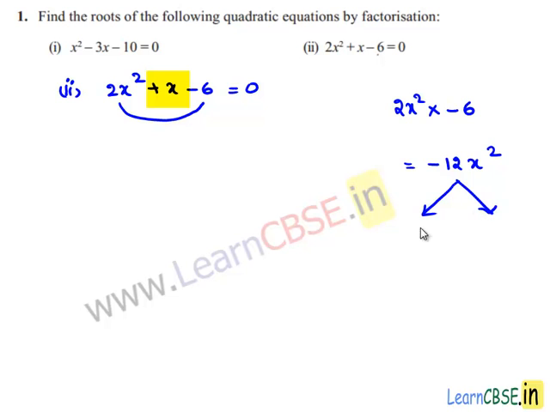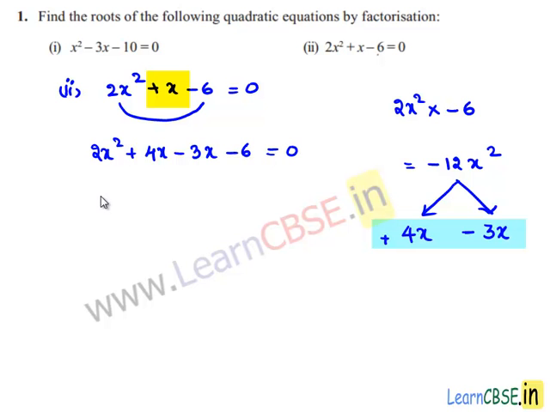The factors can be 4x and 3x, and we have a minus sign here. So if I put minus sign here, minus 4x plus 3x becomes minus x, but here we have plus x. So this is plus 4x and minus 3x. Plus 4x and minus 3x will be plus x. So 2x square plus 4x minus 3x minus 6 is equal to 0.